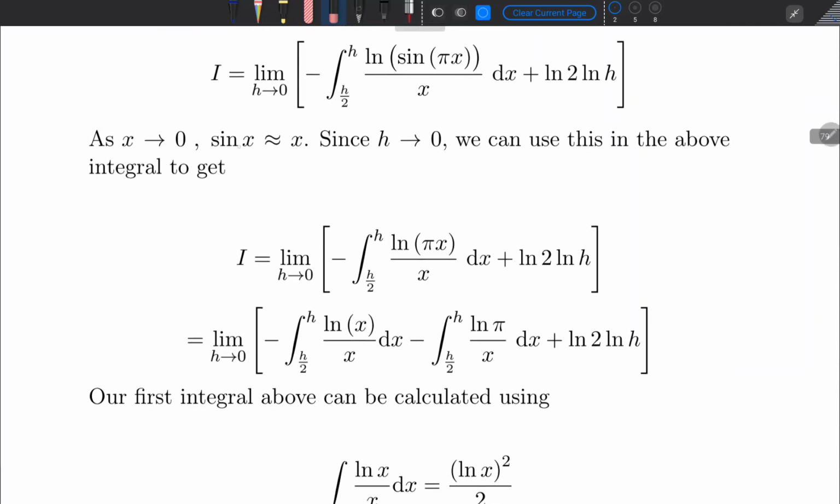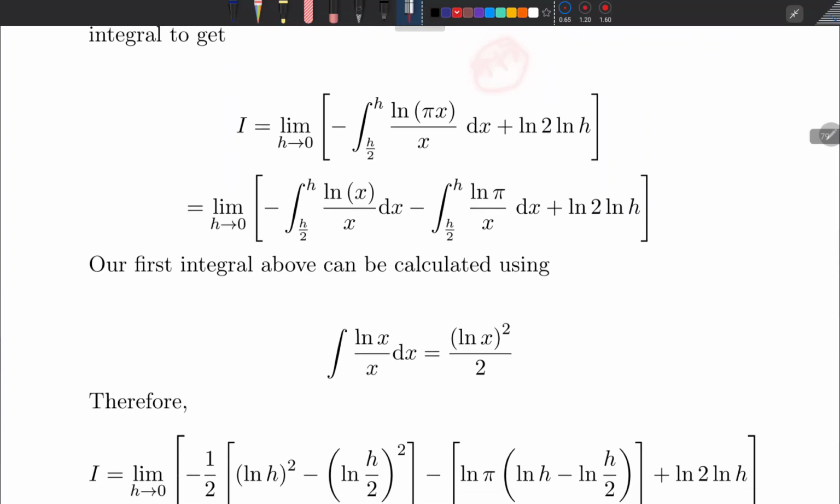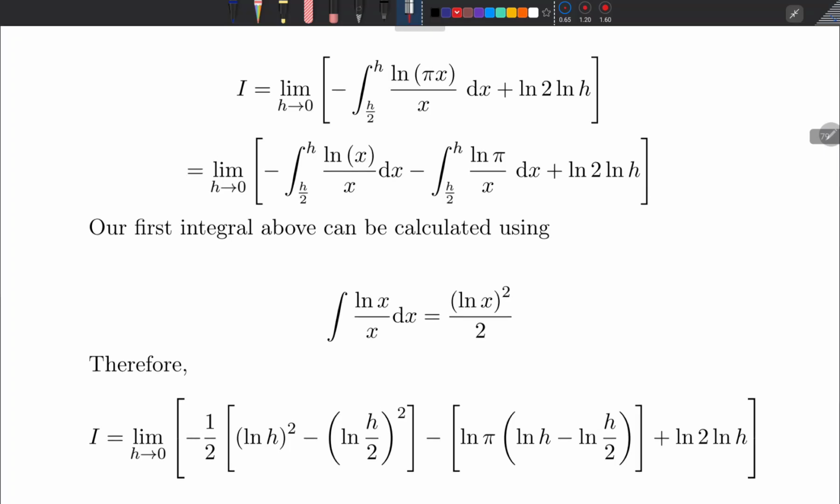Next, since x tends to 0, we know that sine of x also tends to x. So we can write this as x only. I'm sorry, pi x, because the argument is pi x. So we can split this up and we have natural logarithm of pi plus natural logarithm of x, and finally we have this integral and this one. So this integral is kind of easy.